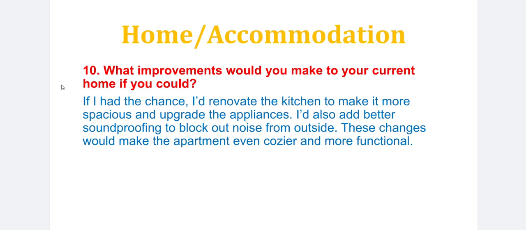So I have told the examiner that if I got a chance, I'd like to renovate the kitchen because I want to make it more spacious and I want to upgrade the appliances like the dishwashers, the ovens, the microwaves, the gas stove, the chimney, whatever appliances are in my kitchen, I'd like to upgrade them. Second, as I told the examiner in one of the previous questions, that I don't like the thin walls of my home, so I'd like to add better soundproofing to block out noises from outside.